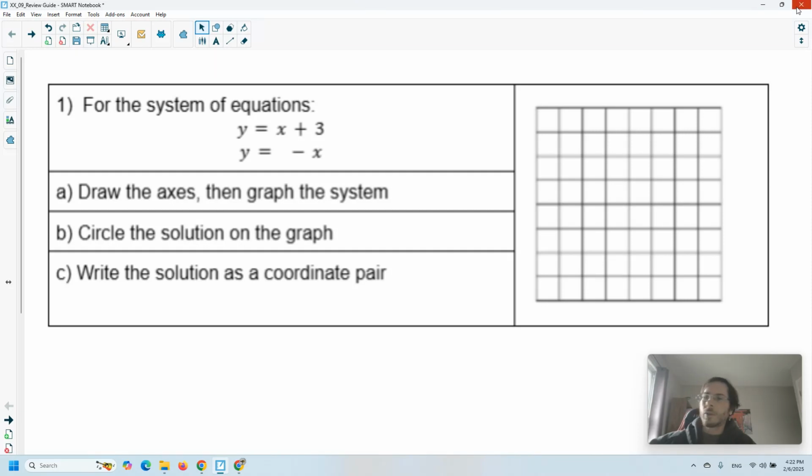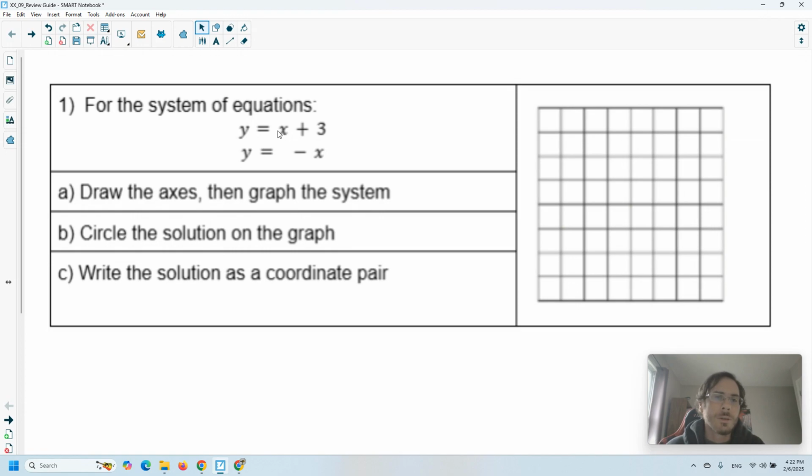All right, so I want to do the Unit 4 test, so we'll go for it. Number one says we got our system of equations here. It says draw the axes and graph the system. So we've got these two equations. Now I can look at this and see the y-intercept is going to be 3, and it's going to go up with a slope of 1. For this one, we have the y-intercept is 0, and I've got a negative slope.